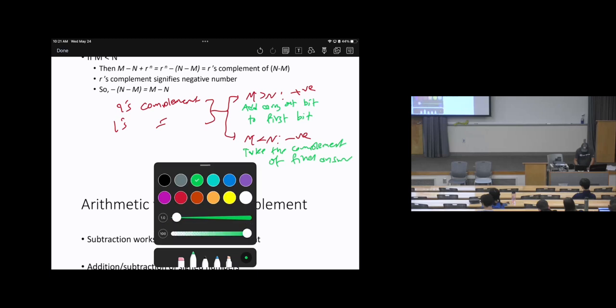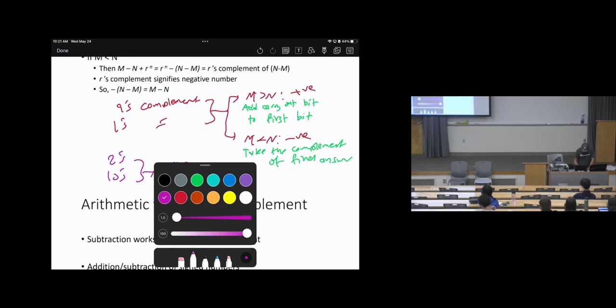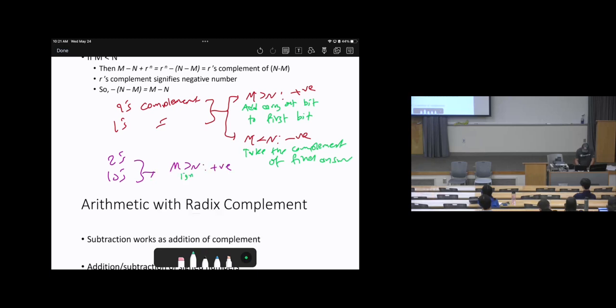While when we want to discuss twos complement and tens complement, the scenario is m larger than n when it is positive. What we will do is ignore the carry out bits. Then the other option, when it is negative, is the same as I discussed here, which is to take the complements of the final answer.